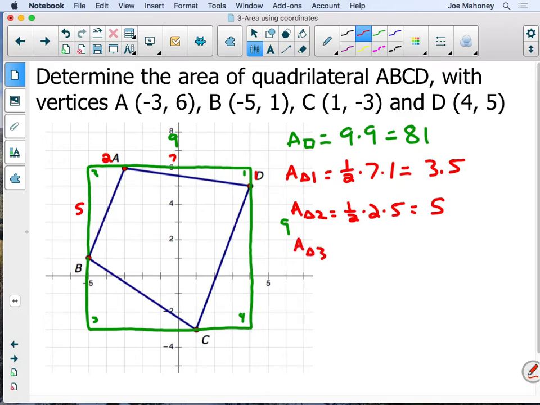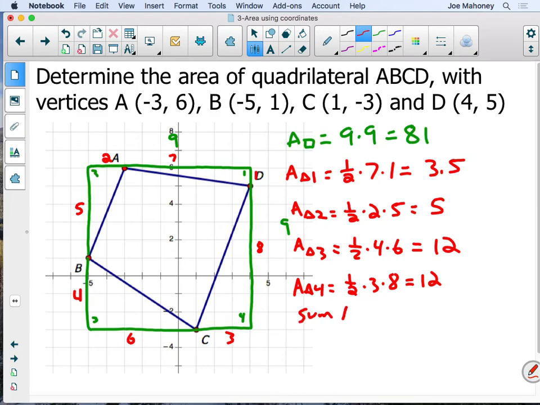Area of triangle number 3, it looks like it has a side of 4 and a side of 6. So 1/2 times 4 times 6, that's a value of 12. Triangle number 4 is 3 by 8. 1/2 times 3 times 8, that is 12 also. So when we add up these areas, 12 plus 12 is 24, plus another 5 is 29, plus 3.5 is 32.5. So the sum of the triangle areas is 32.5.